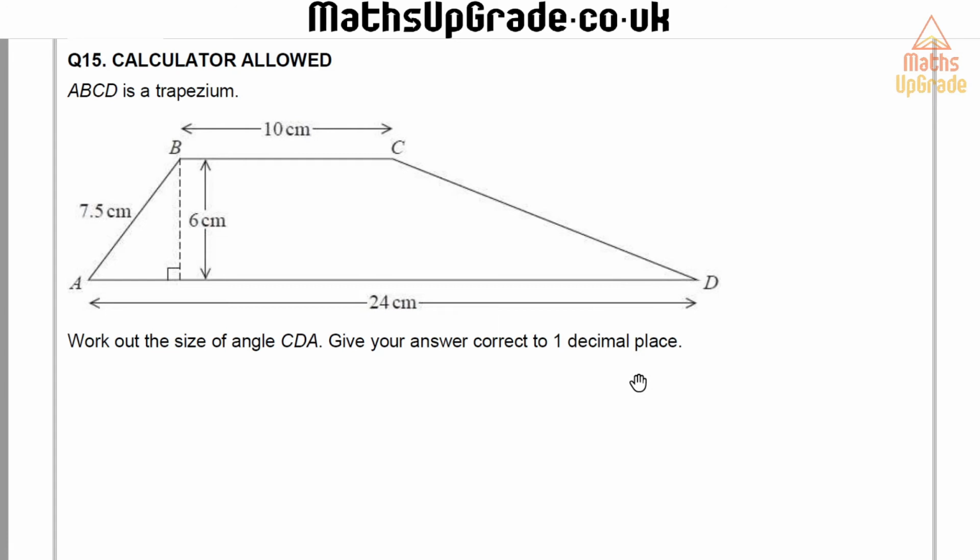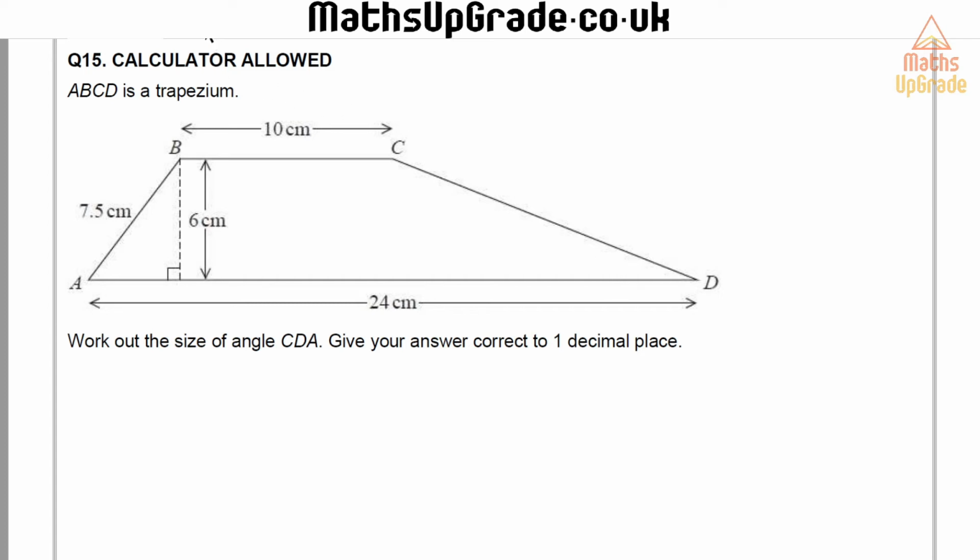So with this question, the first thing I'm going to do is use Pythagoras to find the size of this line segment here from A to this right angle here. Once I've found that, then I'm going to find the size of this line segment here, from here to here. When I've found that, then I can find the angle CDA. Okay, so let's do that now.